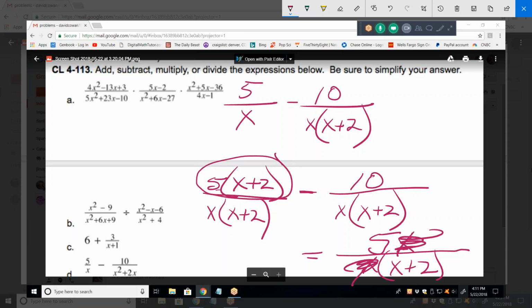And notice the advantage of not multiplying that denominator out. I might not have seen that. Had I multiplied that out and made it x squared plus 2x, then I wouldn't have seen the x cancels with the x so easily. So that's why it's good to leave stuff in factored form. Yeah.